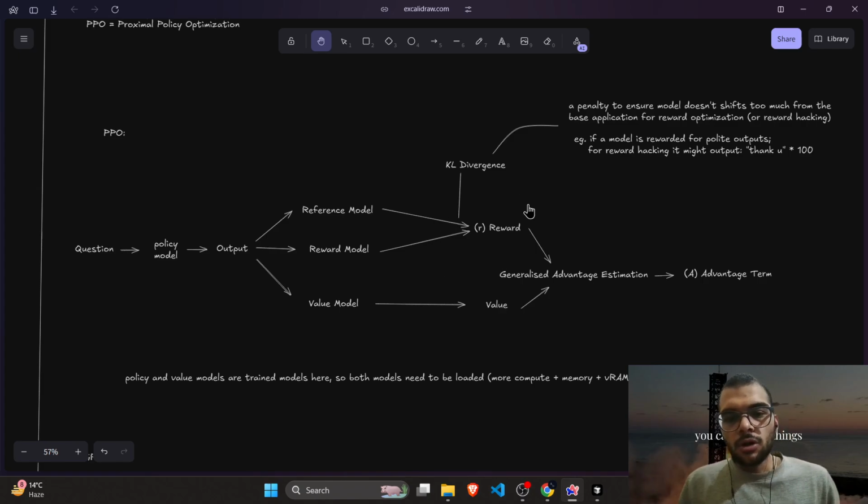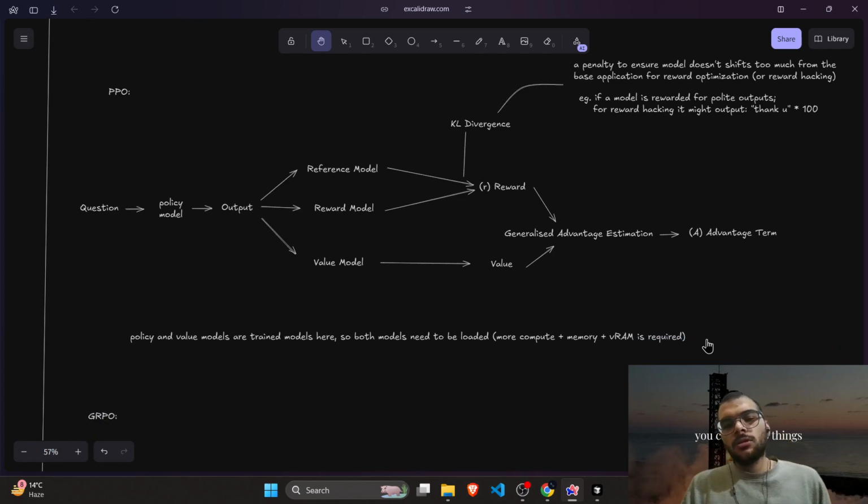And then we get a reward from here. And from the value model, we get a value for the output. The reward and the value are then combined, using generalized advantage estimation, to get an advantage term. Now, what is that advantage term? The advantage term is basically a rating for the output. Reward is also a rating for the output, but the advantage term is a much more optimized rating.